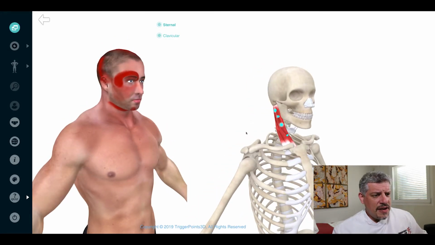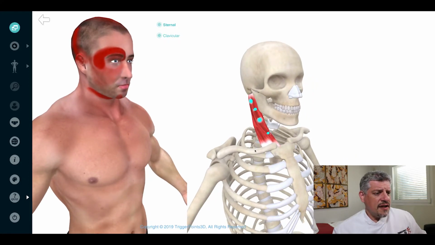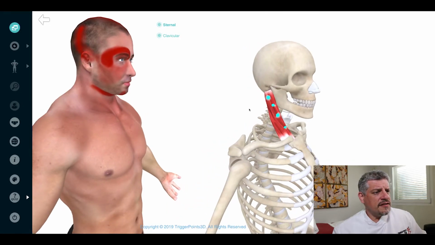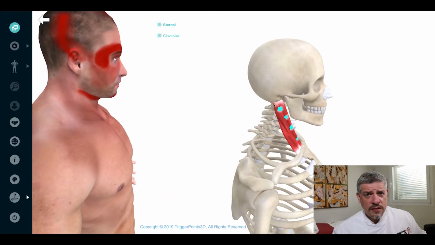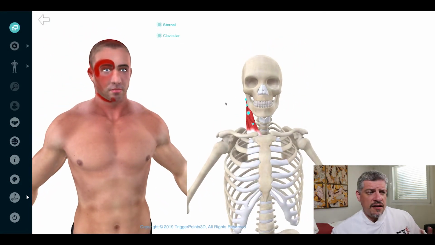In terms of anatomy, as the name would suggest, the origin has two heads, the sternal head and the clavicular head. And the insertion is into the mastoid process. Functionally, unilaterally, the sternocleidomastoid tends to side bend ipsilaterally and also rotate to the contralateral side. So when you're checking a sternocleidomastoid on the left, you'll want patients to turn a little to the right.